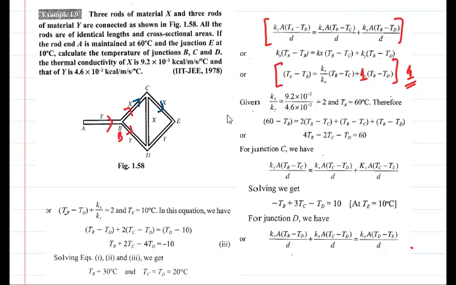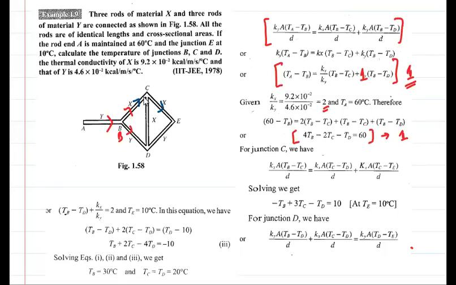Now it is given that Kx by Ky is 9.2 by 4.6, which is equal to 2. So this is also given. So I can find the relationship between TA, TB, TC, TD. This is the first equation, the relationship, because TA is given and TE is given.